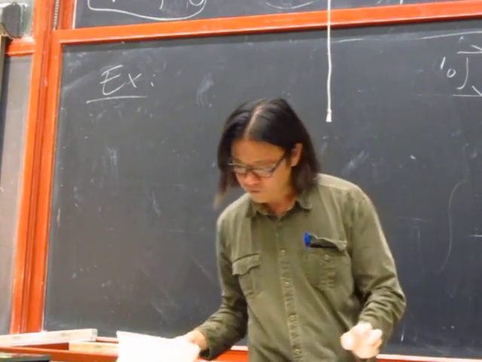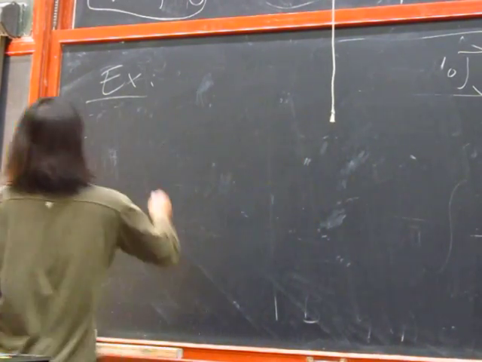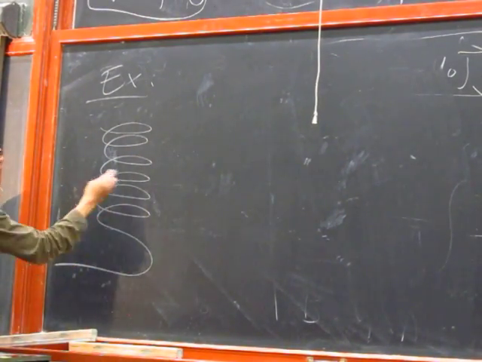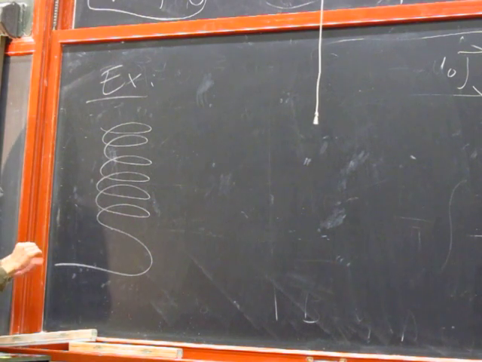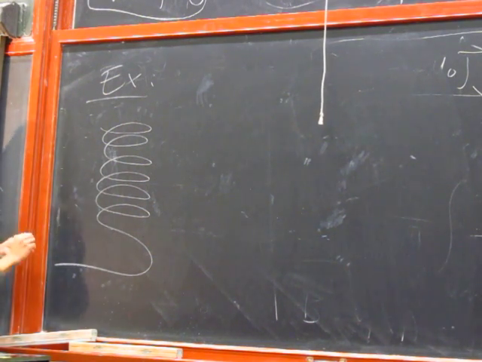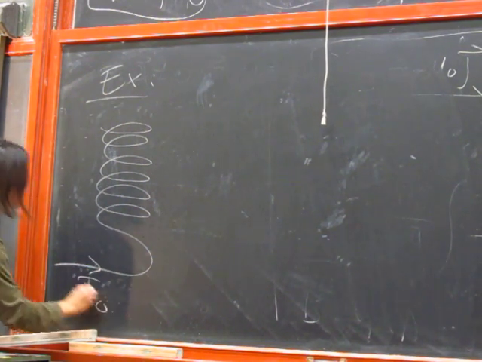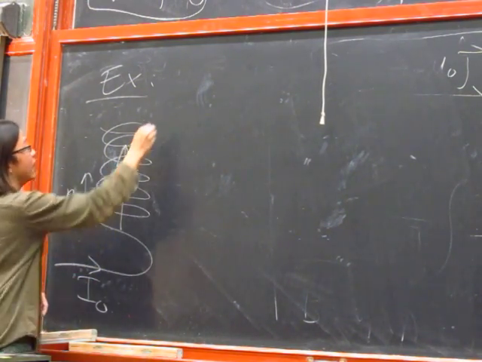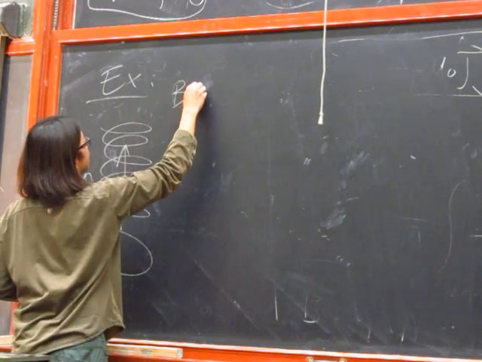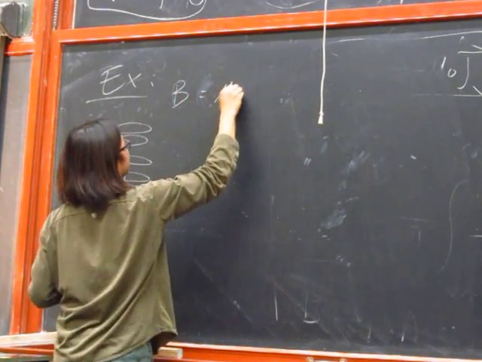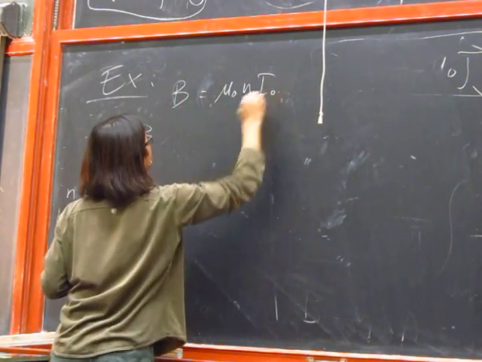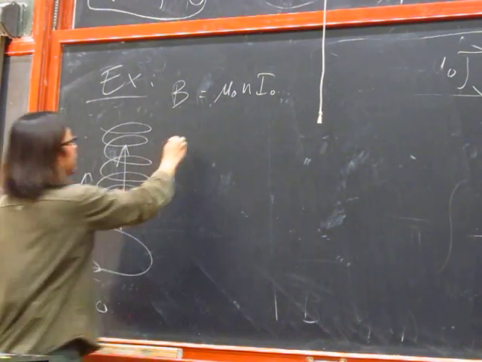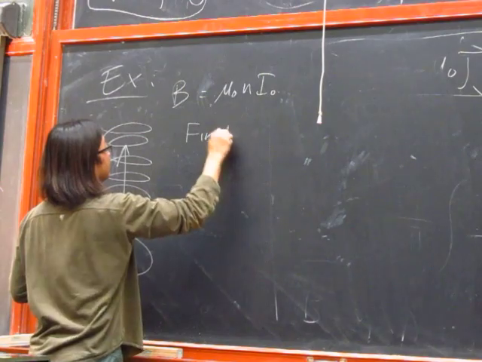Take a solenoid again. I'm drawing it rather loosely, but make sure that the direction is correct, with the right-hand rule. There's a current I naught, and there's a winding number of N. We know there's a B field inside, given by mu naught N I, and 0 outside. And the question is, find the vector potential everywhere.